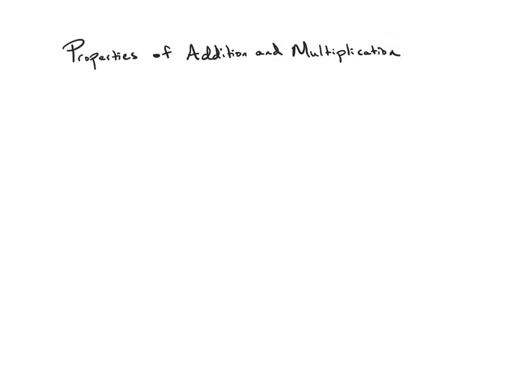In this video, I'm going to explain the properties of addition and multiplication and show how we can apply them to solve problems. So let's start out with a very basic addition problem. Let's start out with 3 plus 6, which of course equals 9. And I'm going to show you a model of what that might look like using dots.